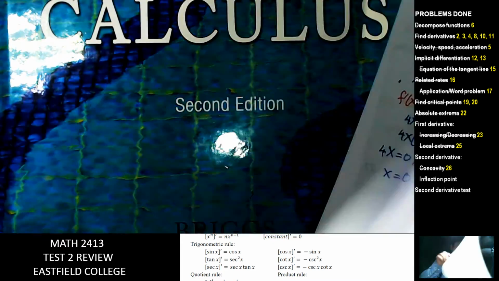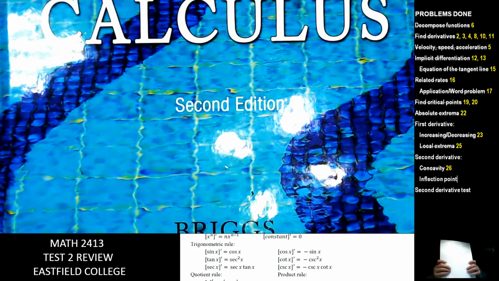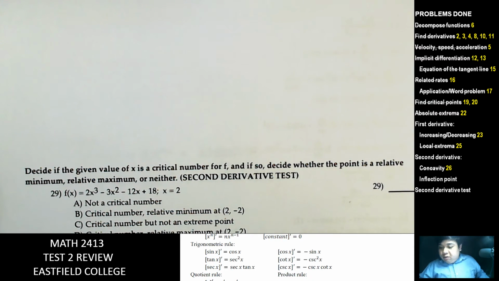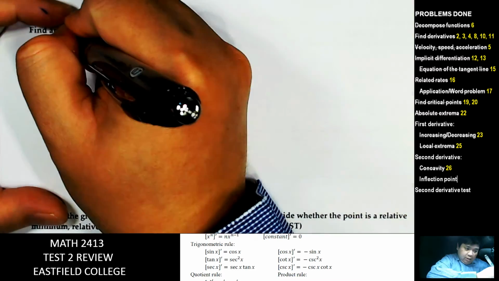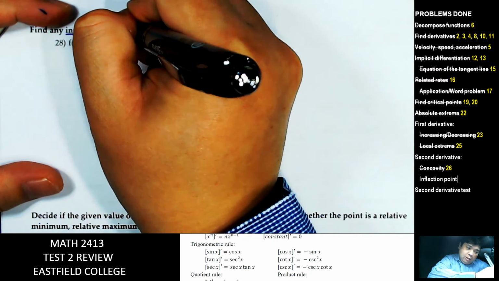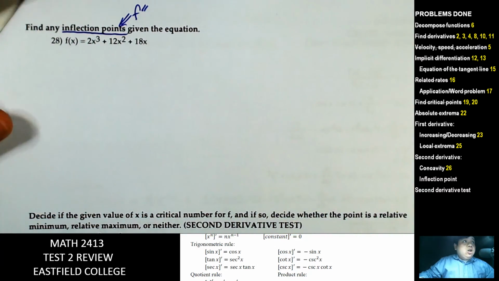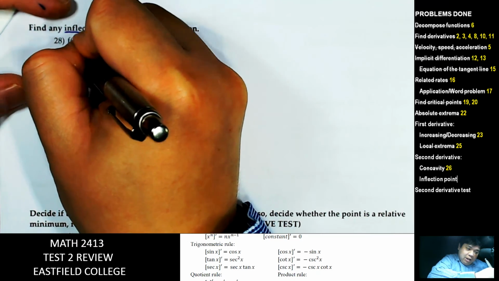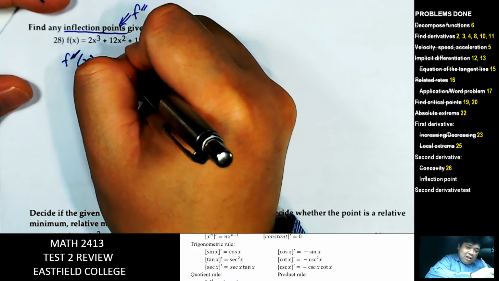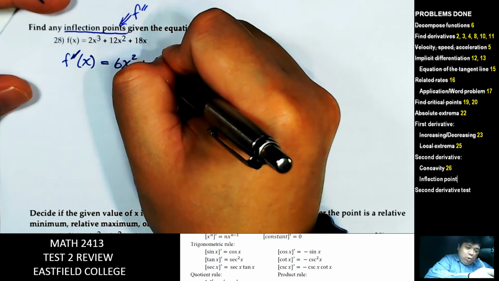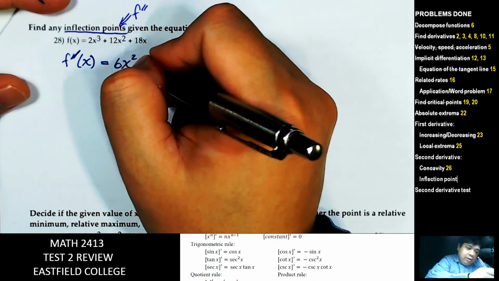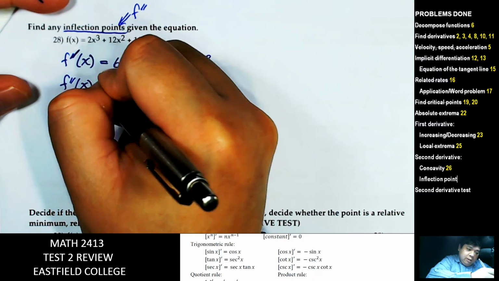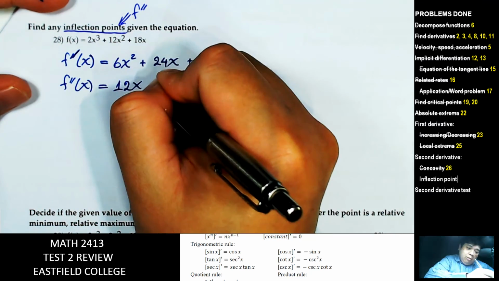Inflection point. Inflection point is also found with the second derivative. So we find the second derivative. Of course, let's do that one step at a time. 6x squared plus 24x plus 18, and then the second derivative, 12x plus 24.